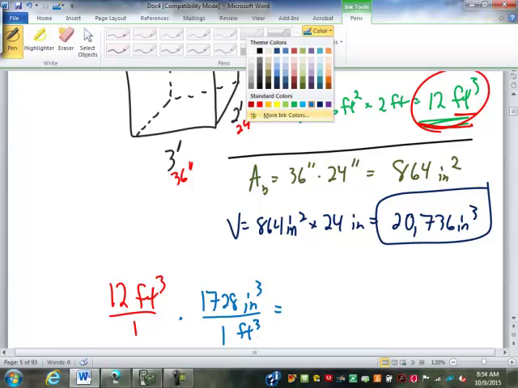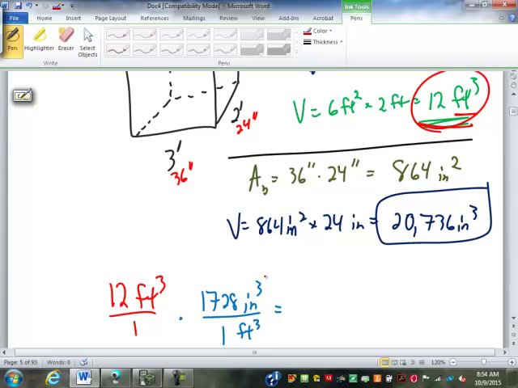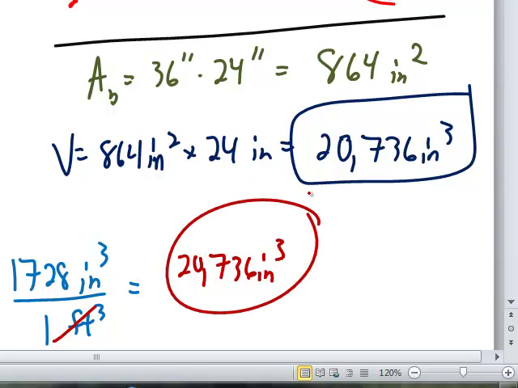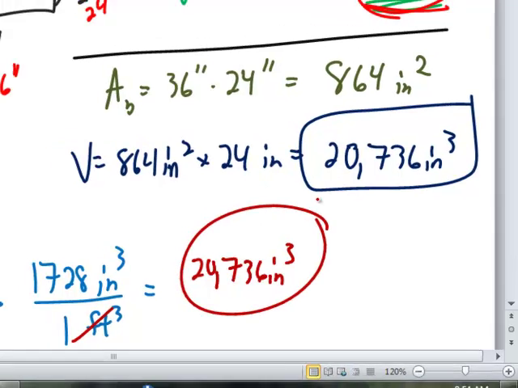Just a reminder of that, right? 12 times 1728 is 20,736. The cubic feet would cancel out, and we are in cubic inches. Just an example of that conversion.